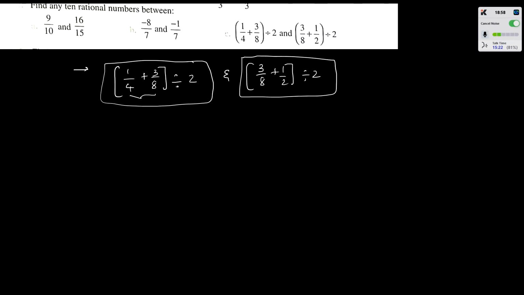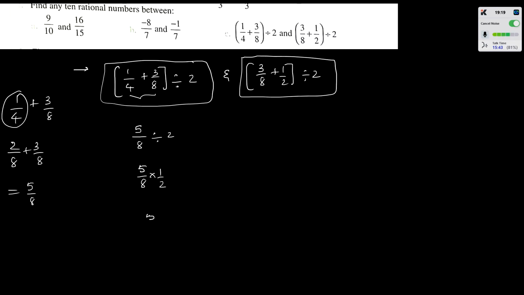Now see here, 1 by 4 plus 3 by 8. Solve this fraction which is inside the bracket. I can write this 1 by 4 as 2 by 8 plus 3 by 8, and that will become 5 by 8. So 5 by 8 divided by 2. I can write 5 by 8 into 1 by 2, and that will become 5 by 16, and the overall value of this entire expression is 5 by 16.